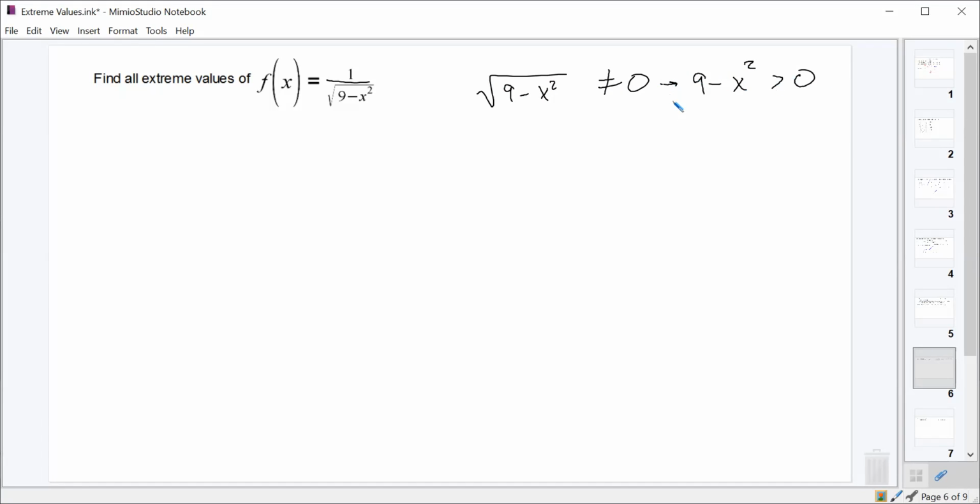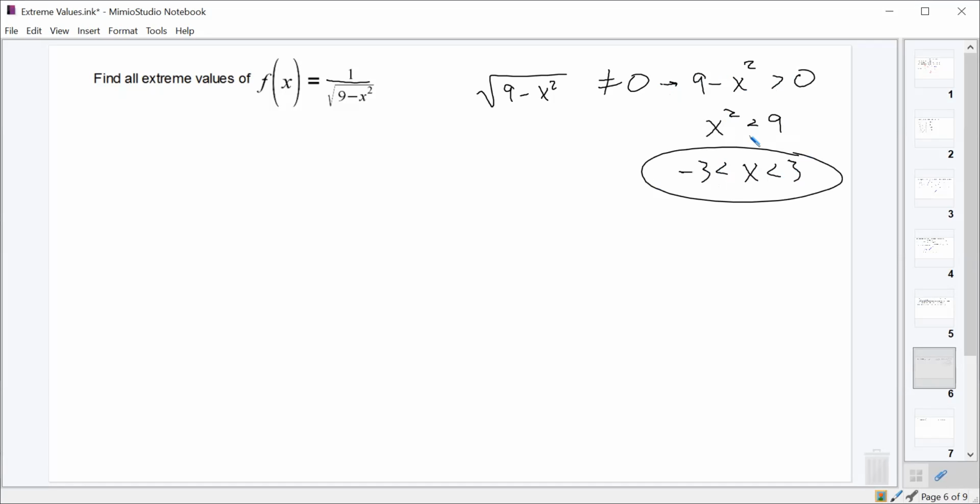So all we have to do is solve this inequality, giving us x squared is less than 9, or x is less than 3 and greater than negative 3. Everybody okay with that? Yes. Okay, so we got our domain. So now as we go through here and look for these extreme values, we know that they have to fall within this boundary. They have to be between -3 and 3.